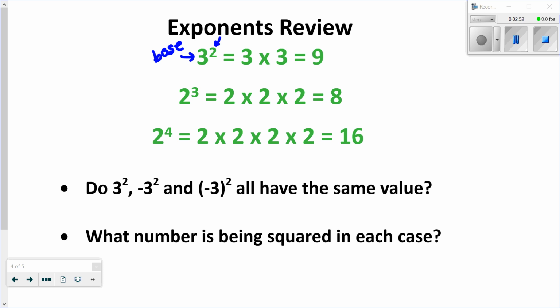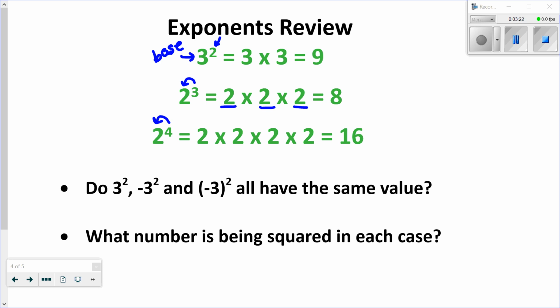So for example, 3 squared means you would multiply the base by itself 2 times. 3 times 3 is equal to 9. 2 to the third means you multiply the base of 2 by itself 3 times. 2 times 2 is 4, times 2 is 8. 2 to the fourth, same thing. You multiply the base by itself 4 times, which would be 16.